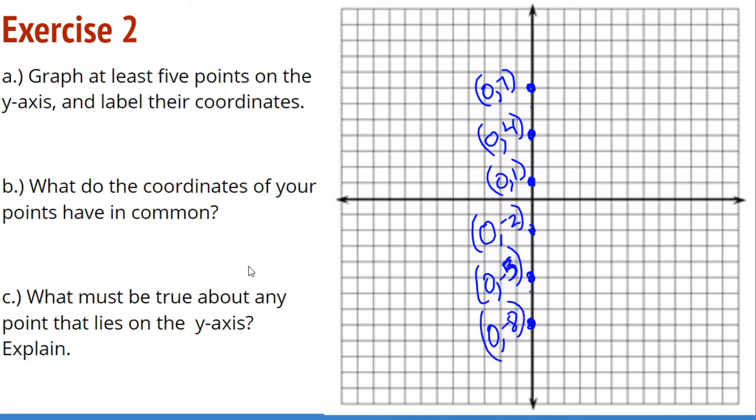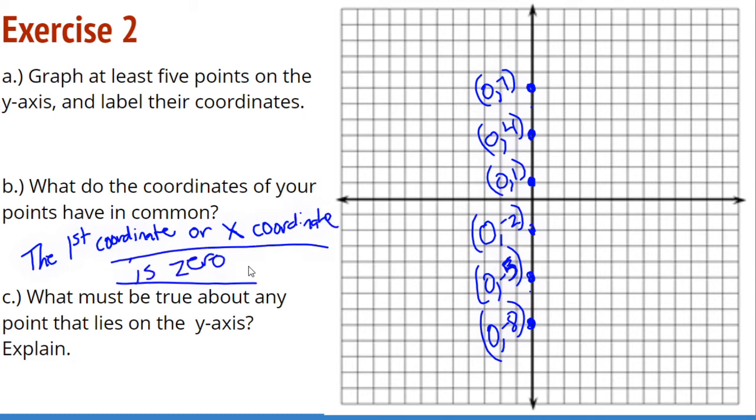So looking at my 5 points that are on the y-axis, what do all of them have in common? The first coordinate, or x-coordinate, is 0. And that is true of every single point or ordered pair that is on the y-axis. Any point that lies on the y-axis is going to have a first coordinate that is 0.